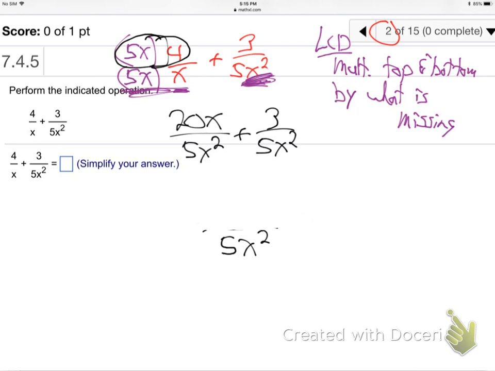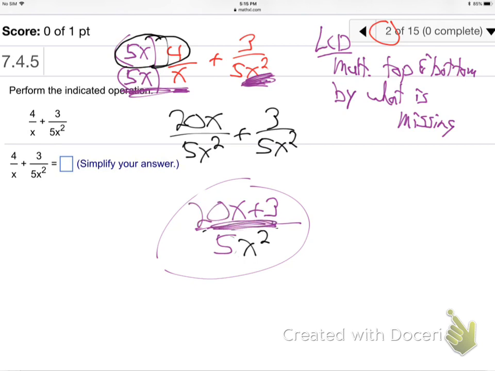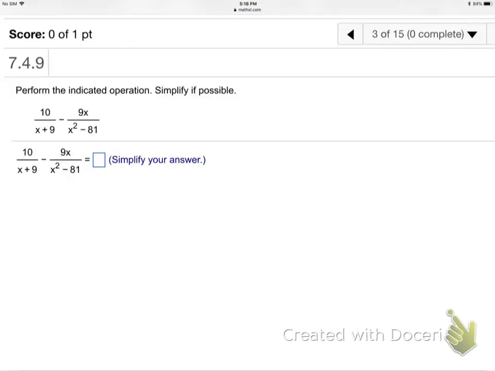So we can't cancel anything. It's all or nothing. So we're done. That's all we can do. We can't go 5 into 20 either, because again, it's the whole package. You can't just go 5 into 20. The bottom is fine with it. The 5x squared in the bottom is fine. But the top is glued together with that plus sign, which means it's all or nothing. So we do nothing. We stop right there.